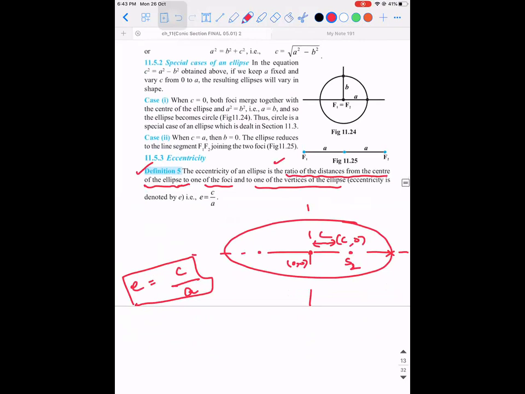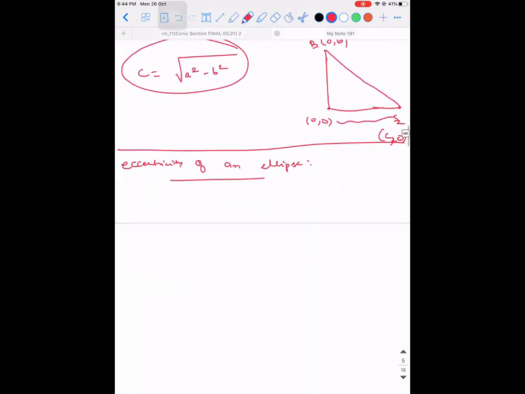Am I clear till this point? Is there any confusion? Because new terms are coming. Okay. So I assume there is no doubt.